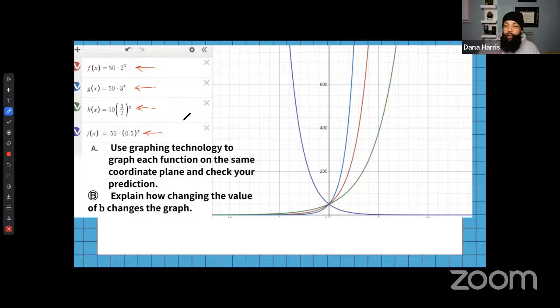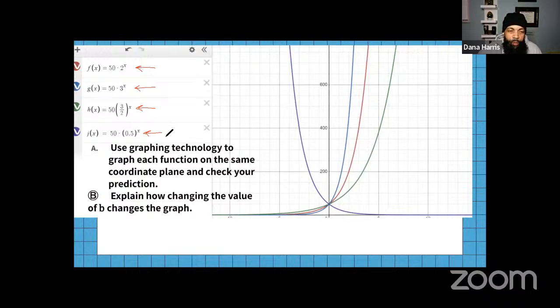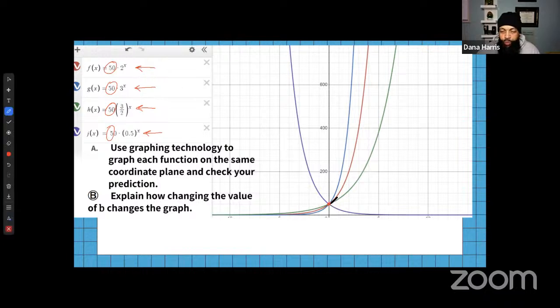So let's break down what we see in each of these graphs. Let's start with the purple one. Notice the purple graph, we're just going to focus on from the initial value over to the right. Each of these has the same initial value. They all start out with the 50. So that's why we're looking at this central point right here.